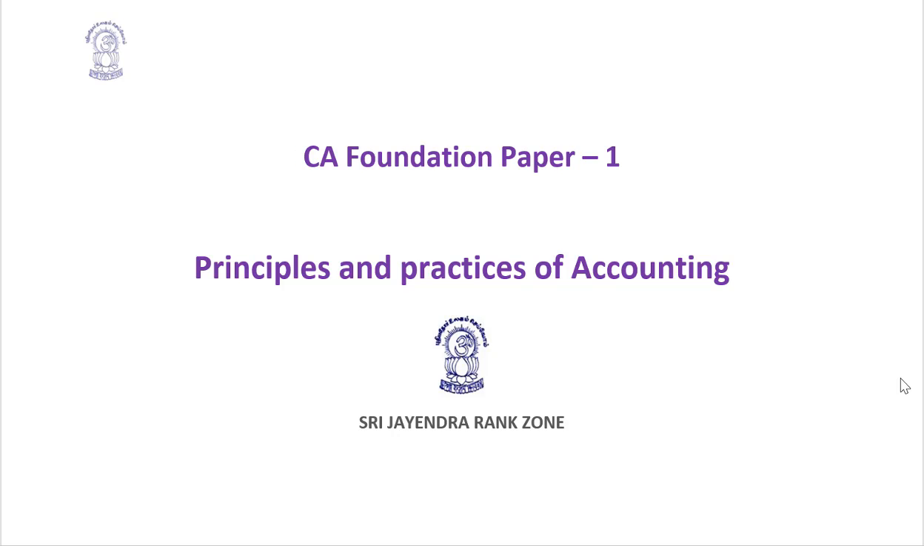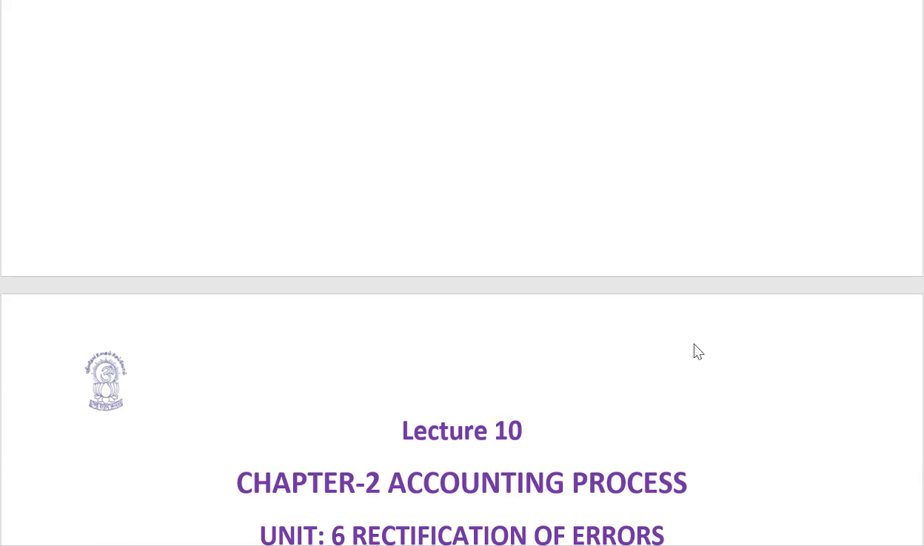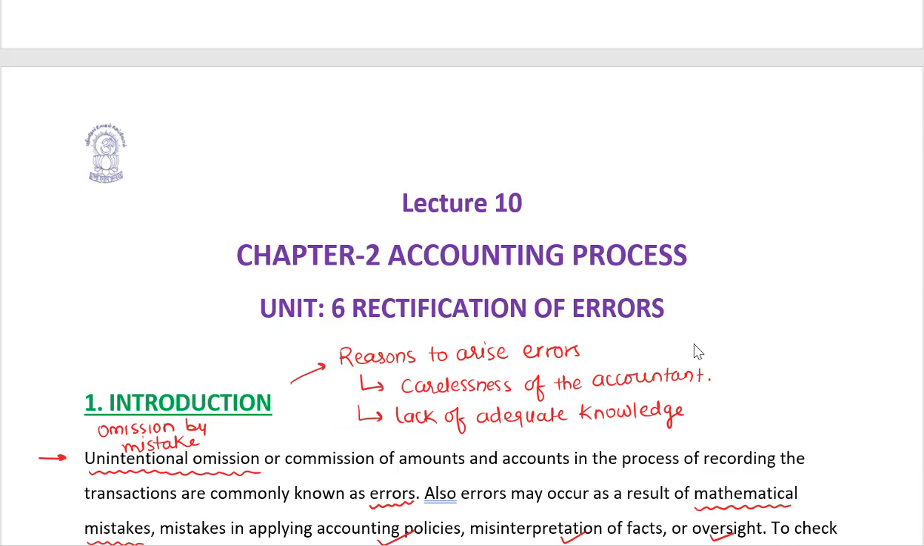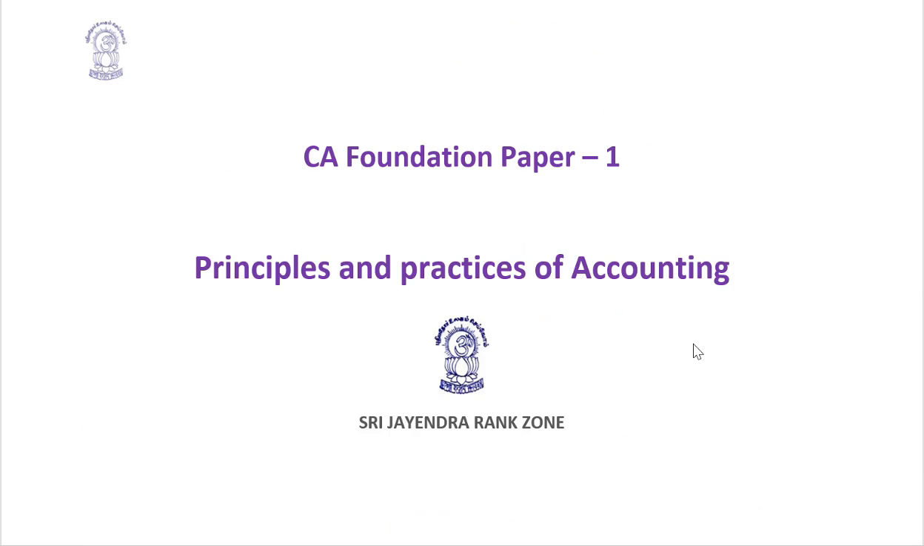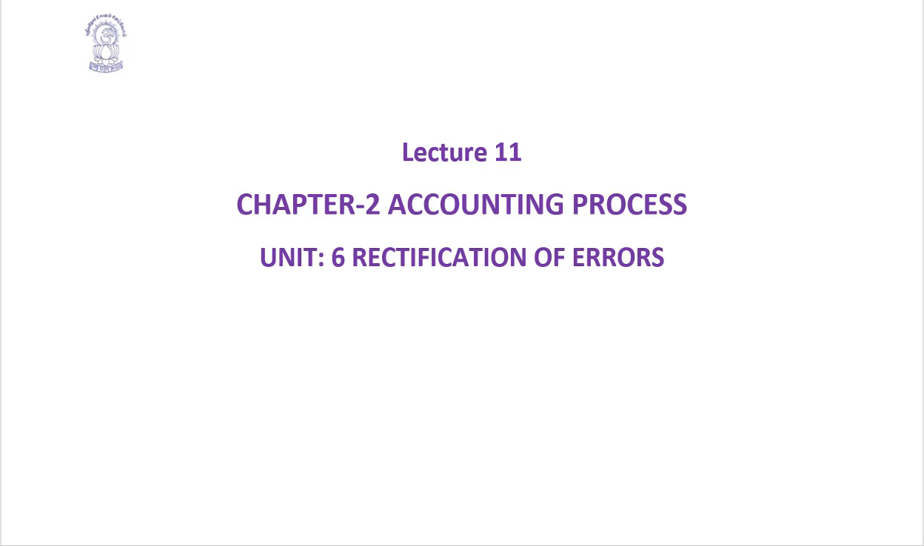In this lecture, we'll continue with Chapter 2, that is Accounting Process, and we'll continue with Unit 6 in that, which is Rectification of Errors. All the concepts will be covered in the coming series of lectures. So let's continue with lecture number 11, unit 6, rectification of errors.